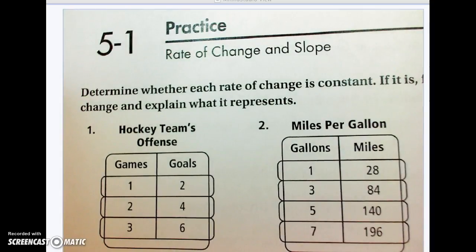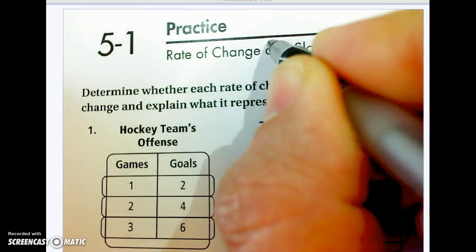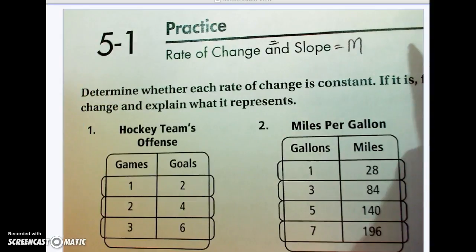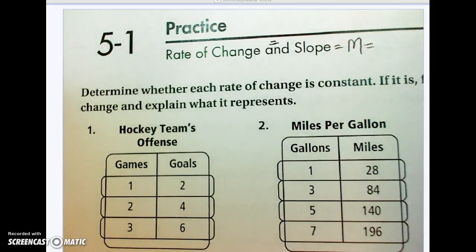Okay, this is 5.1, rate of change and slope. Our rate of change is our slope, and we know our slope by m, so we don't have to write it out every time. We take the shortcut of using m.